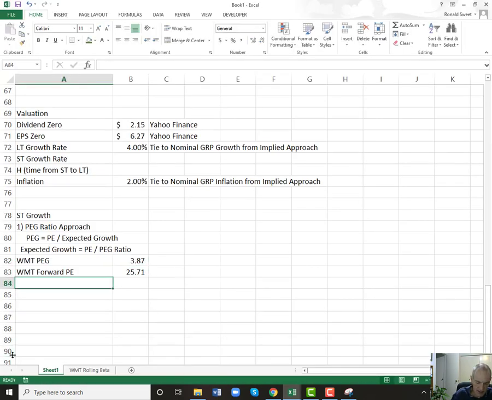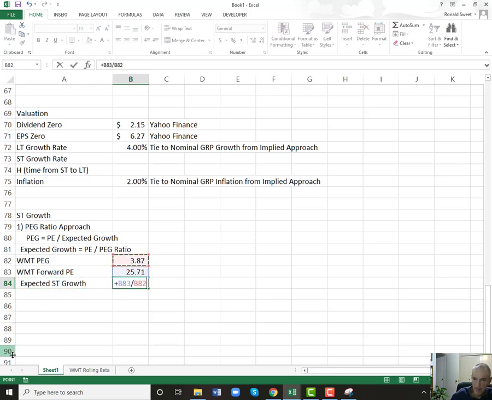So that gives me an expected short-term growth of, take the PE divided by that. And you can divide it by 100 because it's not actually as a percent. And that gives me short-term growth of 6.64. That makes some sense, just how strong they're doing. The pandemic's still in place. That's a little higher than the long-term growth, but that makes some sense.